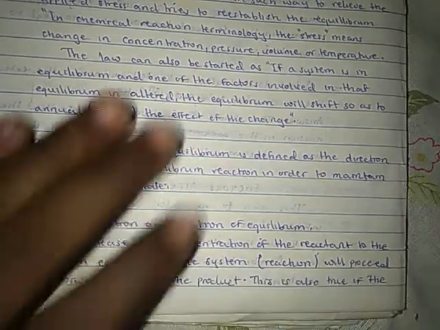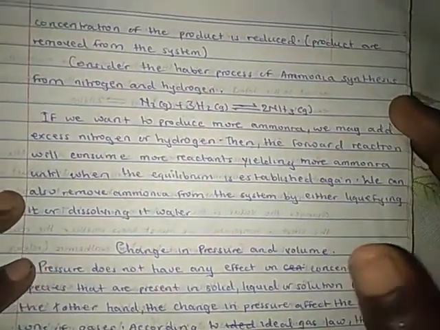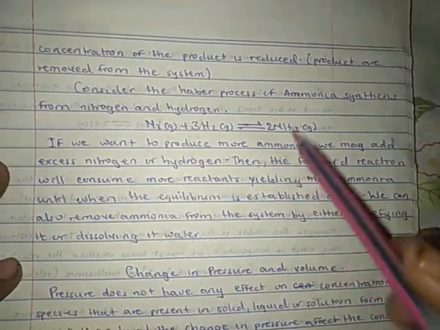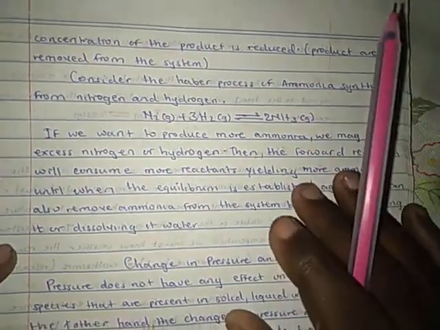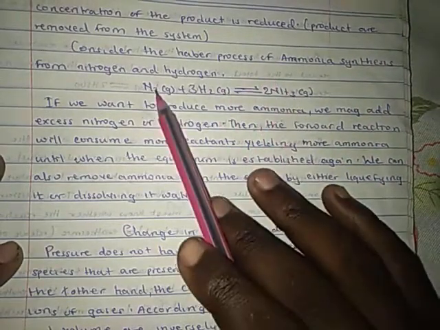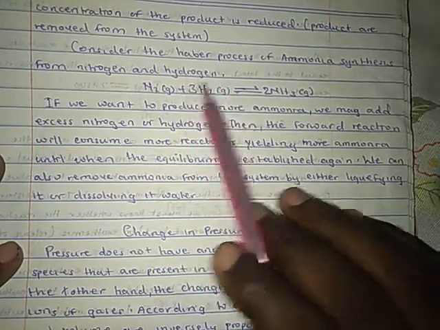This is also true if the concentration of product is reduced, that is, our products are removed from the system. Now consider the Haber process of ammonia synthesis. In order to increase the synthesis of ammonia, we should increase the concentration of nitrogen and hydrogen, or any of these.